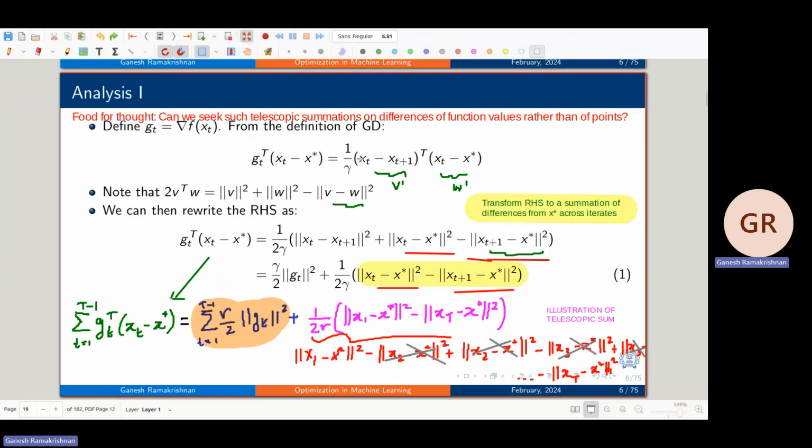Again, I'm reminding you what I did: I set this to V, this to W, and thereafter I expanded. After expanding, I'm going to do a telescopic summing. This is the third important step. The third analysis highlight is: the moment you see terms like XT minus X star and XT plus 1 minus X star, one with a positive sign and the other with a negative sign, you should be tempted to do telescopic summing. That is the third analysis highlight.